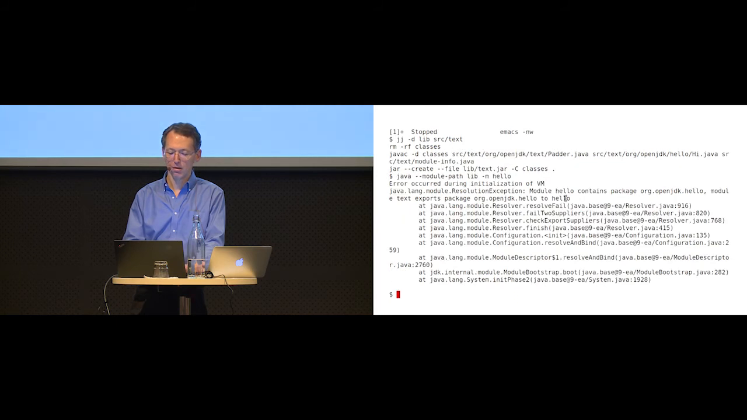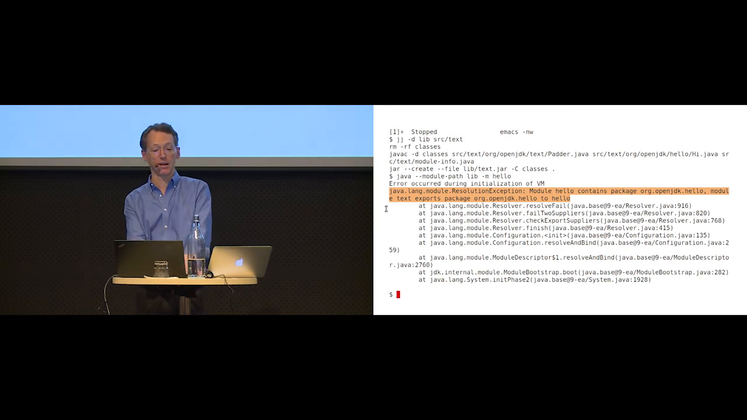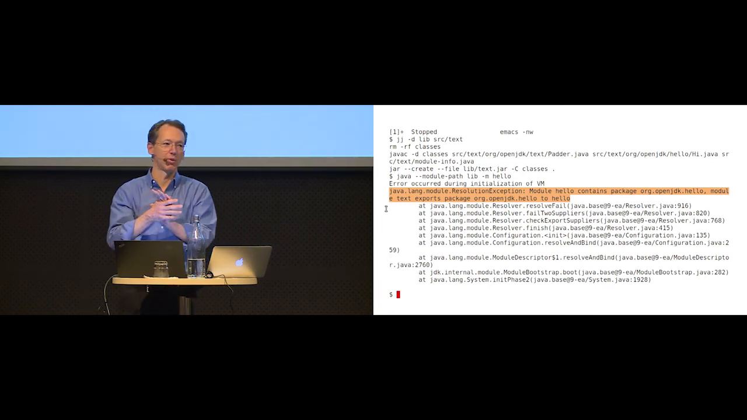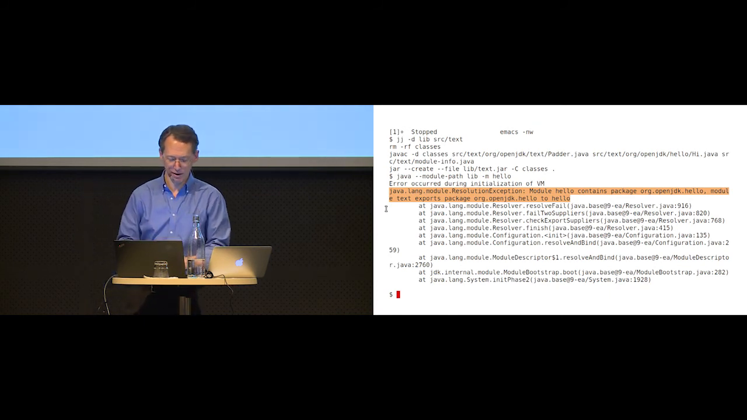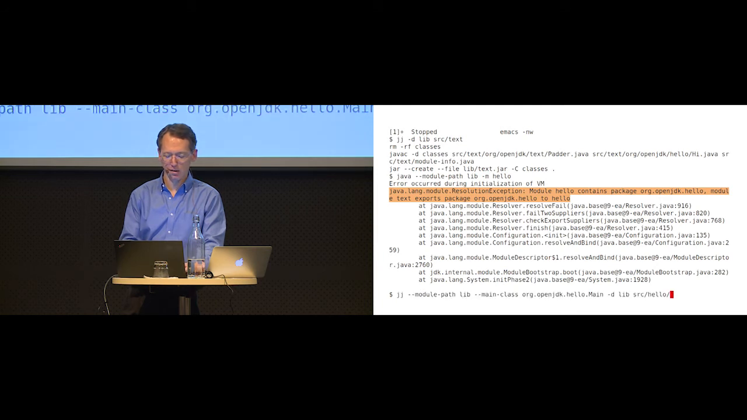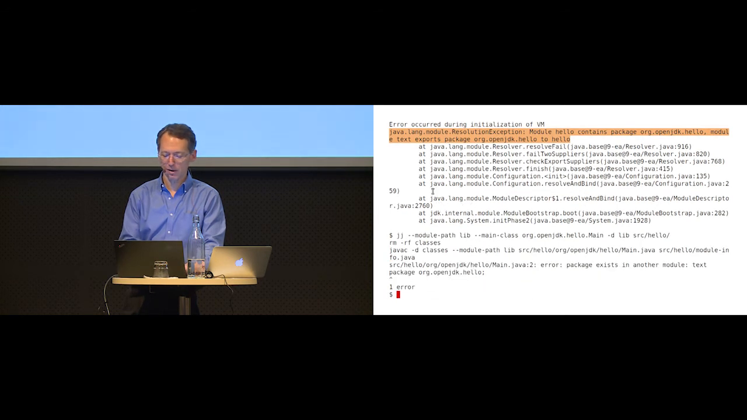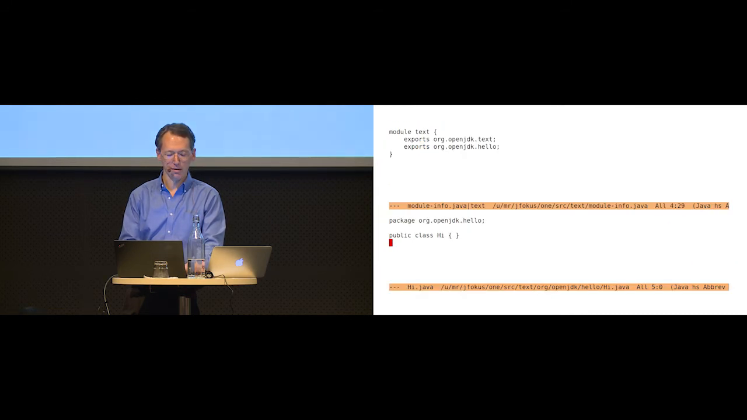Boom. The VM says resolution exception. Module hello contains package org.openjdk.hello. Module text exports package org.openjdk.hello to hello. You've got two packages conflicting, something that you would never be able to realize by inspection on a class path unless you go look at the complete content of every single jar file. And similarly, if I try to compile the hello module, I'll get a similar kind of error. Package exists in another module. Okay, that's an entertaining tour through various error messages.